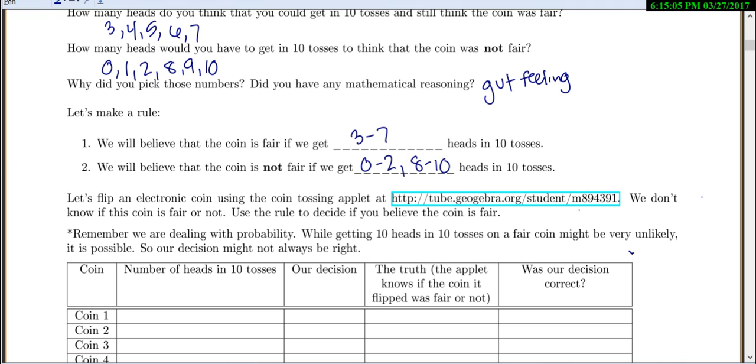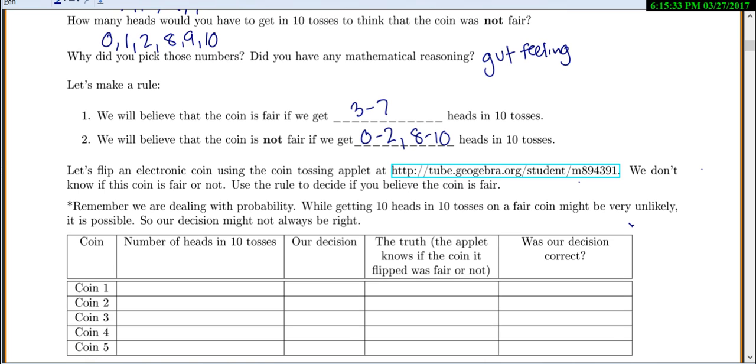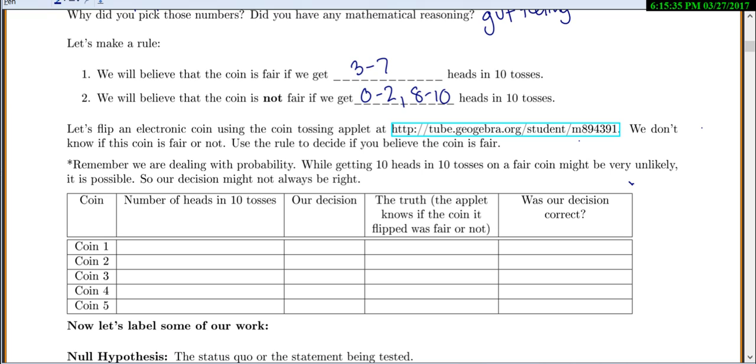So what we're going to do is flip an electronic coin. We don't know if the coin is fair or not, but the computer does, because it knows what probability it's using. And we'll use our rule that we wrote to decide if we believe that the coin is fair. Keep in mind that we're dealing with probability, so while getting 10 heads in 10 tosses on a fair coin might be very unlikely, it is still possible. Or getting 8 heads isn't as likely, but it's still possible. So we might not always be right. We'll write the number of heads in 10 tosses that we get when we flip these coins, we'll write our decision, and then the truth, because the computer knows if it's fair or not, and if our decision was correct.